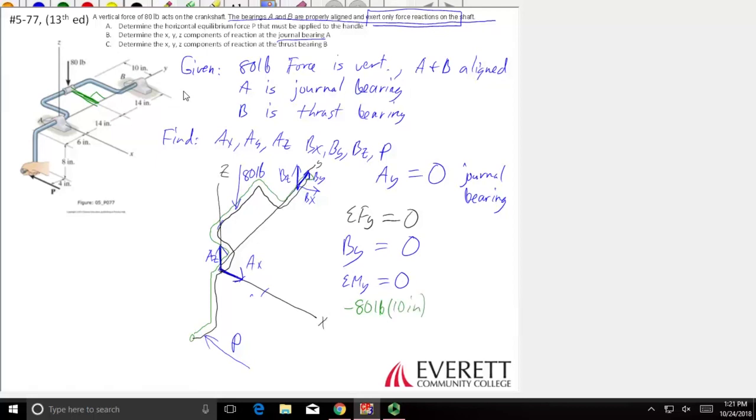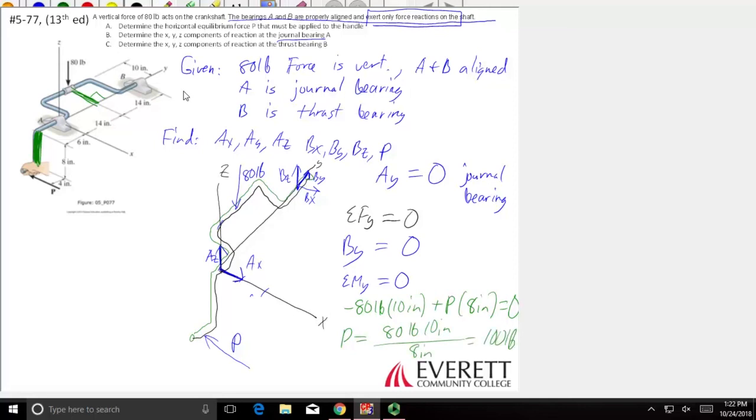Okay, now we're going to do the same thing for P. The perpendicular distance we're looking for is what I just colored in green right above the hand, and that's given as 8 inches. And do the exact same thing, point my thumb along Y, my fingers along that green. Would that be positive or negative? It's positive. So we multiply P by 8 inches, and that's equal to 0, because there's no other forces making a moment about that. So P would be equal to 80 pounds times 10 inches over 8 inches, which is 100 pounds.